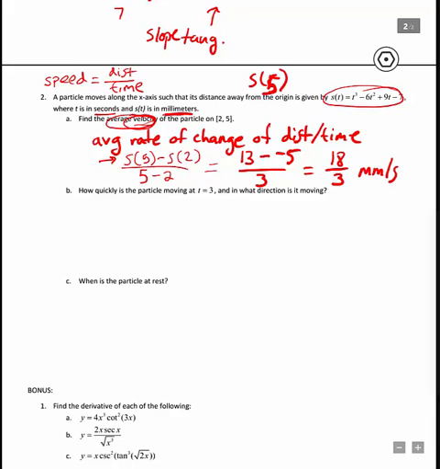Right, if you come back up here, the distance over time is in millimeters, and the units for time, distance divided by second, so millimeters per second. Okay, and you could have, 18 divided by 3, you could have just changed that to be 6.